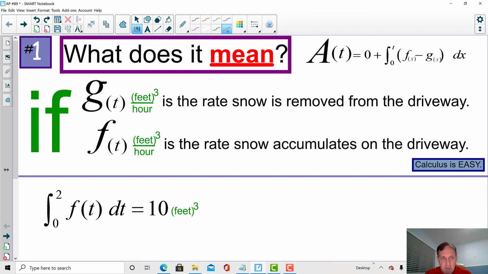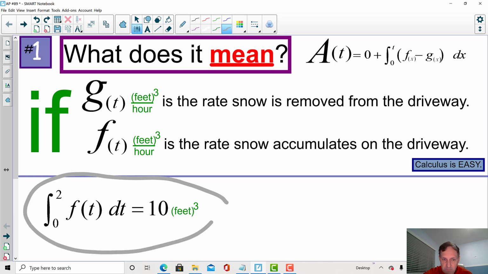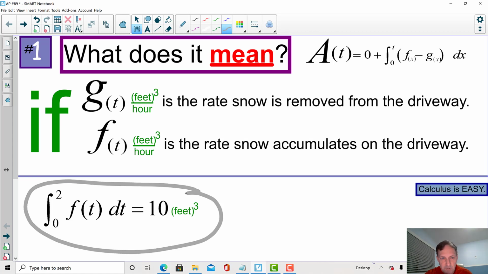Okay, today we're going to be taking a look at what is the meaning of these things. So we have an integral that's equal to 10 cubic feet. So what is the meaning of this? And that's what we're going to look at today. We have a little bit of information up here.